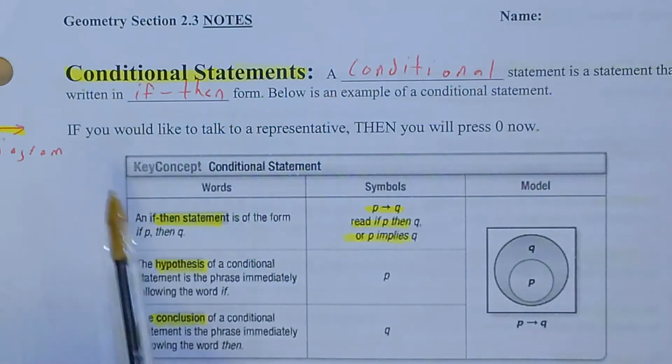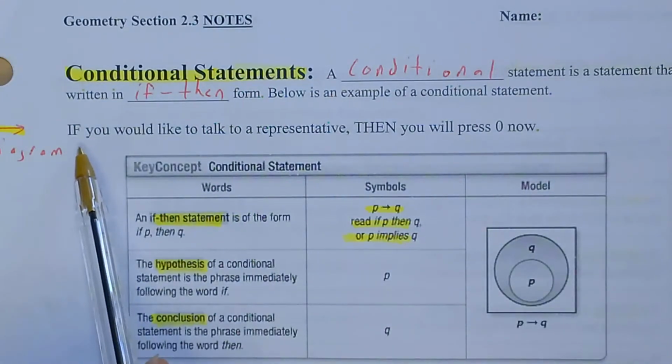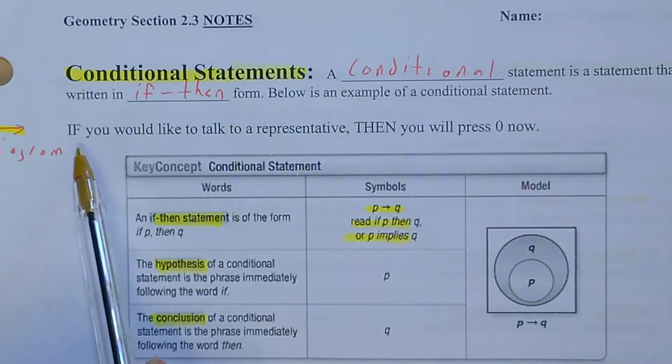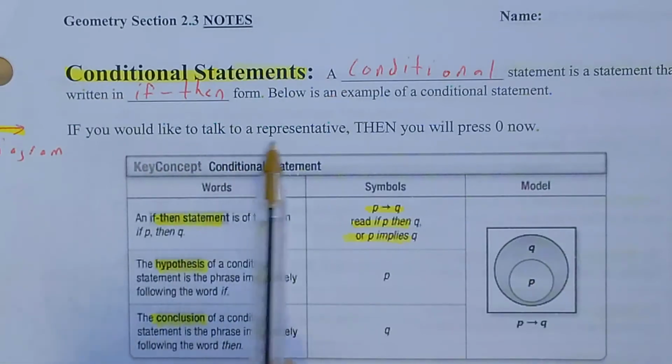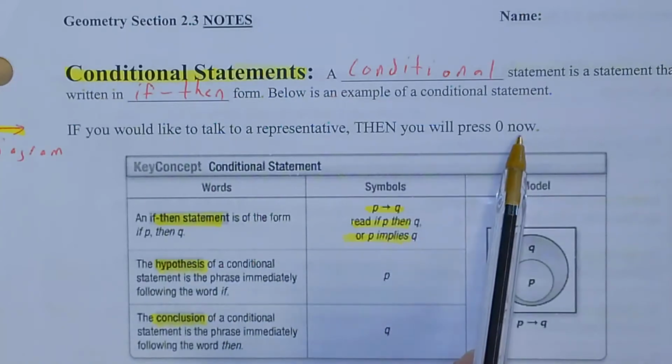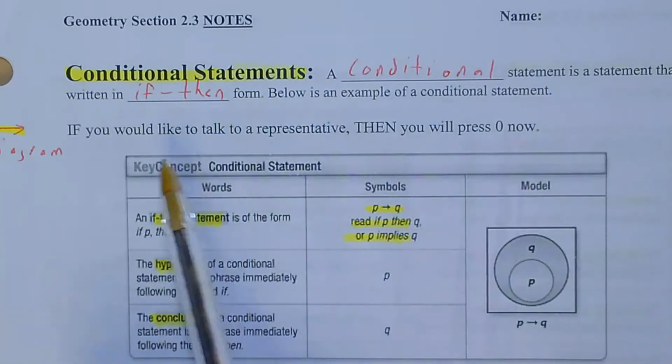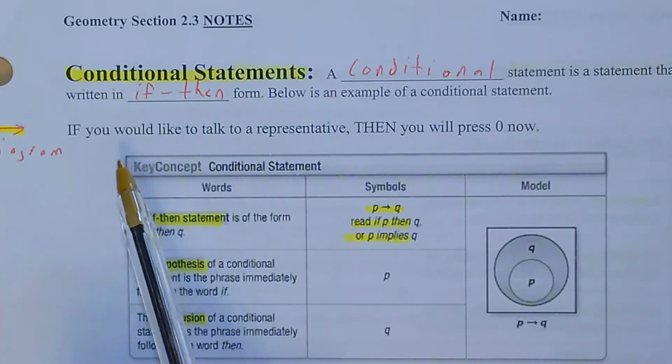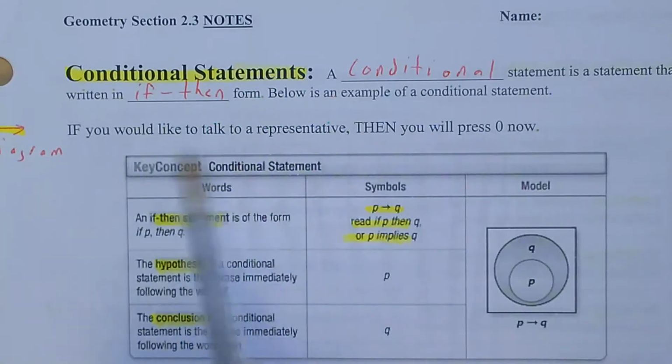So below is an example of a conditional statement. I'm going to read it to you, and then we're going to talk about it. If you would like to talk to a representative, then you will press 0 now. If you've ever been on a phone call and you've got to press a number, you've probably heard this if-then statement before.